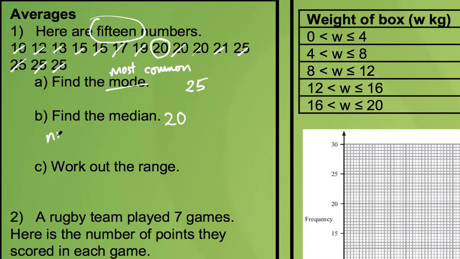And find the middle number by doing n plus 1 over 2, where n is how many numbers I've got. 15 plus 1 over 2, that's 16 over 2. That is the 8th number. 8th number in the list is the 1, 2, 3, 4, 5, 6, 7, 8. That's 20. So either the crossing off method or n plus 1 over 2 will tell you which number you're after. The median is not 8. The 8th number in the list is the median.